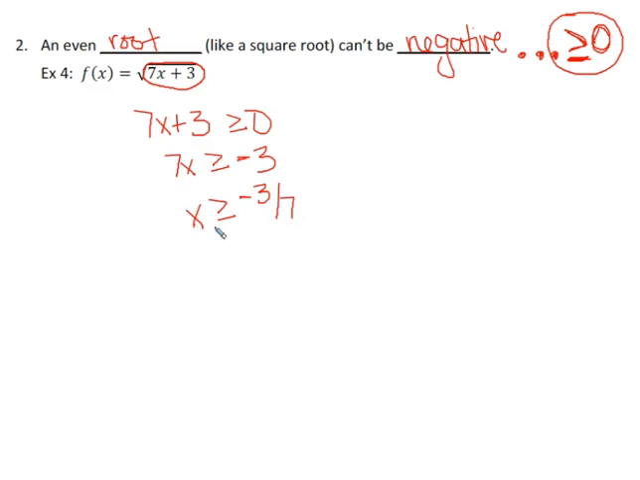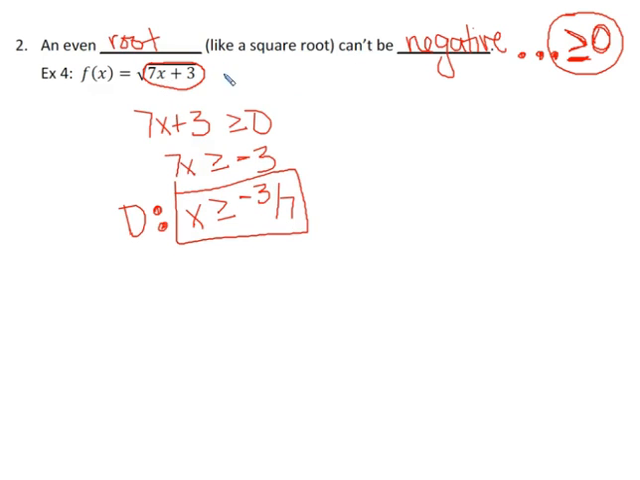So this is telling us what our domain actually is. We can put in any x value we want as long as it's greater than or equal to -3/7. Notice how your x values can be negative, but the moment you plug them in and simplify, your overall answer inside the square root cannot be negative. So our domain for this example, we can put in any x value we want as long as it's greater than or equal to -3/7.